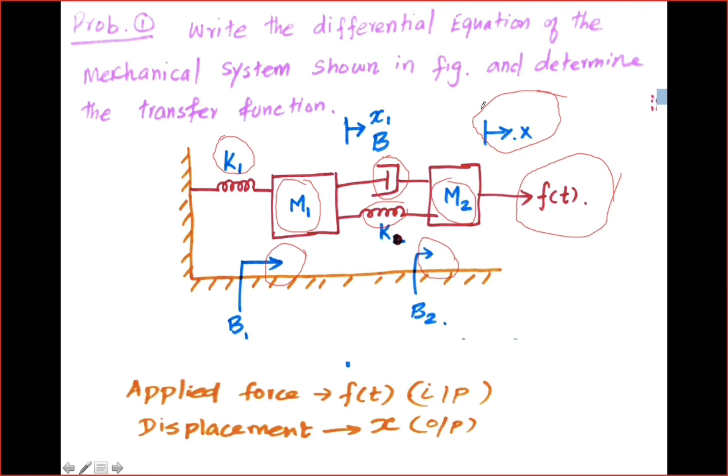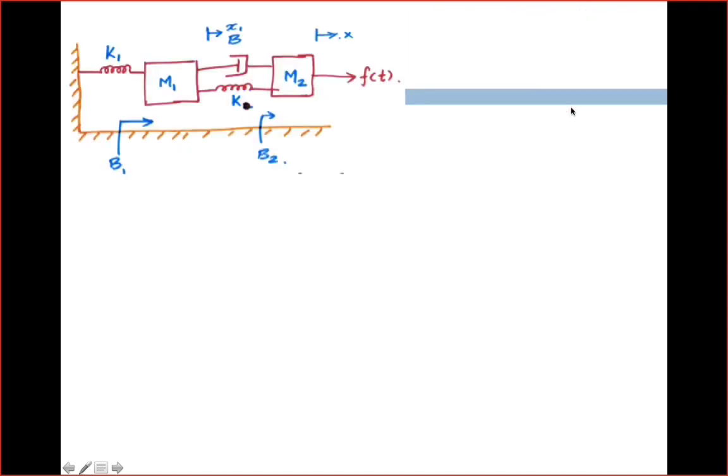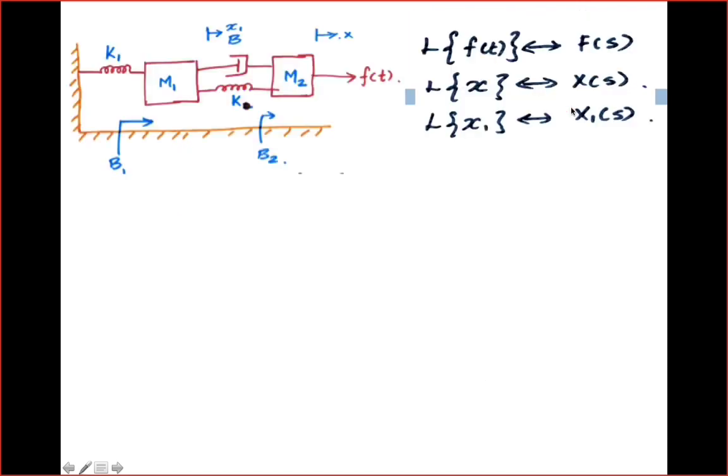Just see the lecture. Now, in this particular problem, the applied force is f of t, that is the input, and displacement x is the output. So this one is input and this one is output. We are going to find the transfer function. Okay, now let me tell you the Laplace transform of input and output. Input is force.